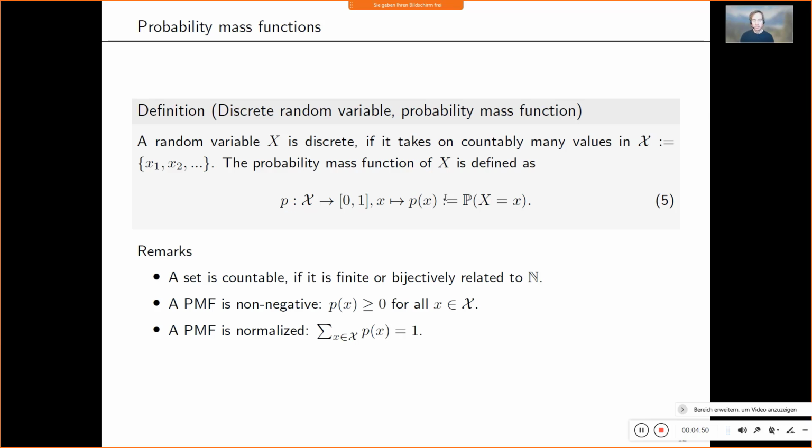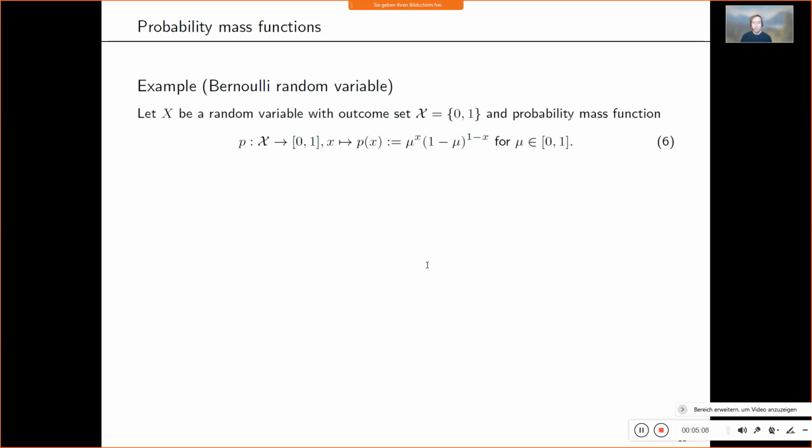This is just by definition: a probability mass function is defined as the probability that x takes on the value x. Note that I write probabilities with a big P, and probability mass functions and probability density functions will be denoted with a small p. And then I always have examples here for probability mass and density functions.